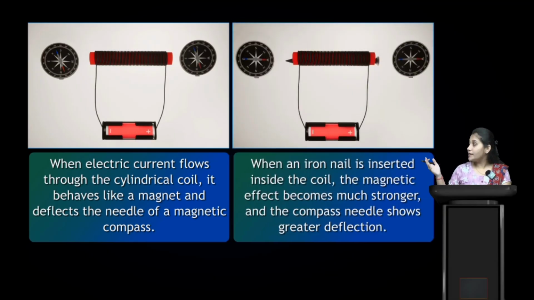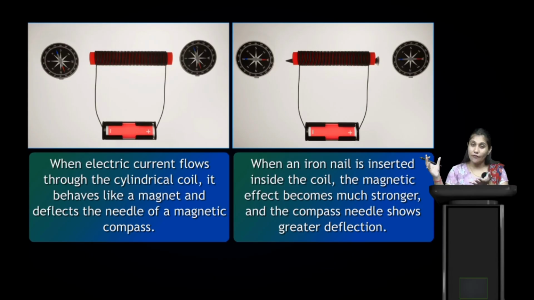Now, when an iron nail is inserted inside the coil, the magnetic effect becomes much stronger and the compass needle shows greater deflection. But what happens if we put the iron nail in? If the iron nail is inserted into the chart paper, what happens? When electric current passes through this wire, then the deflection occurs in a greater range. Why? Because the magnetic effect becomes much stronger.